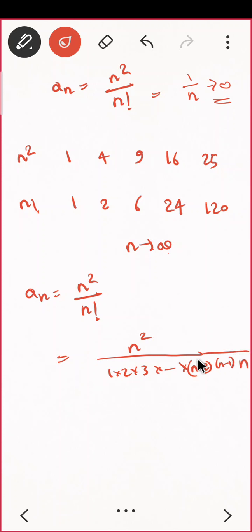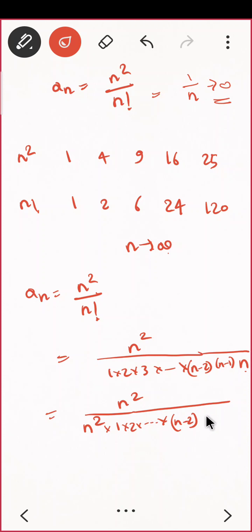Okay, suppose I want to take n square here, so one n is already there with me, and can I take one n from here? If I take one n outside, then this will become 1 upon 1 minus n. I'll just write and check whether it is correct or not. 1 into 2 into n minus 2 I am keeping as it is. In the n minus 1 I am taking 1 minus 1 by n. Can I write like this? Just check.